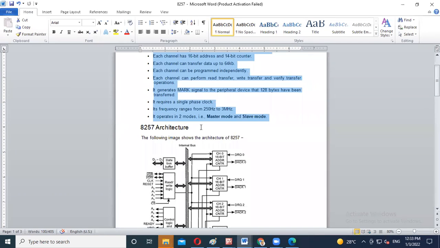Master means the one who can handle all other things. And the slave means what? These are the ones which are under the control of the other one. So here also in the 8257, it has the capacity of master and slave, and this 8257 acts as a master.